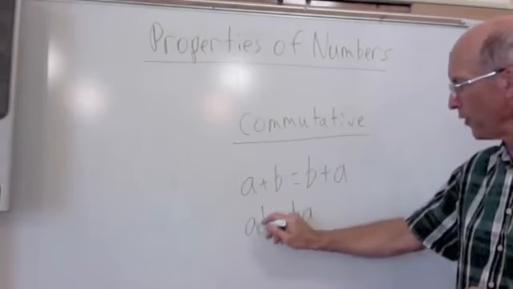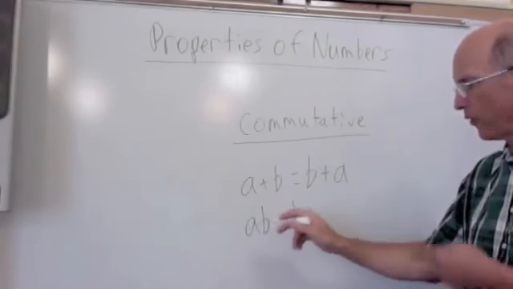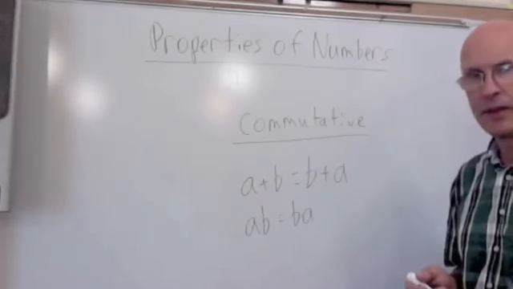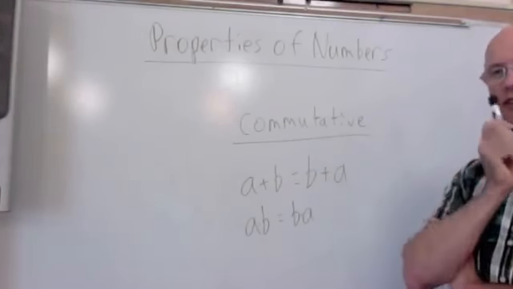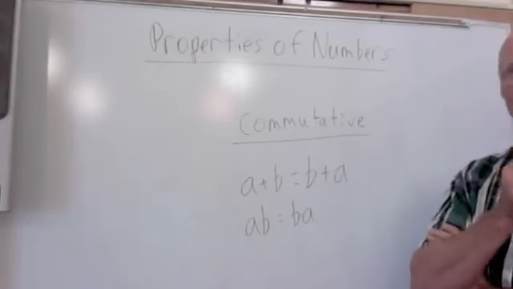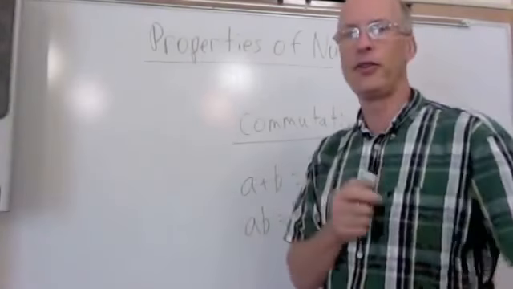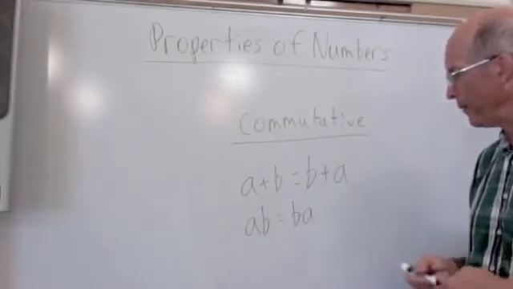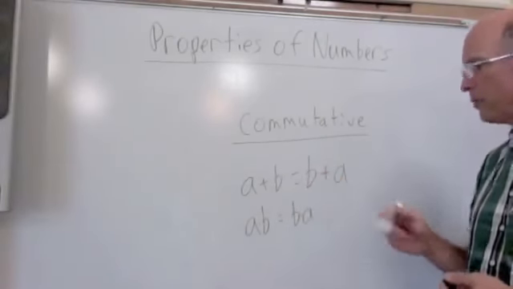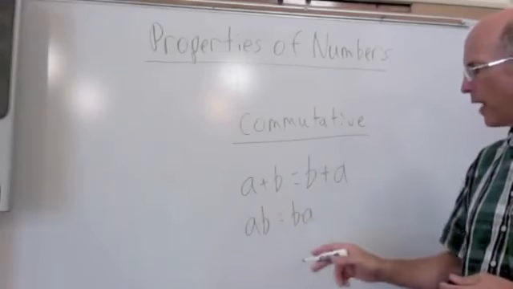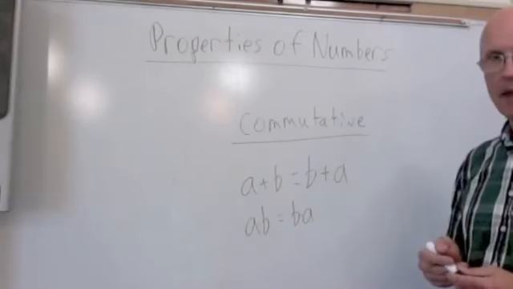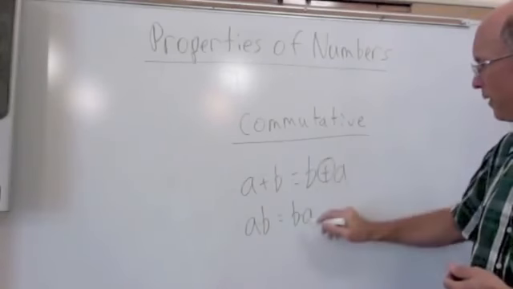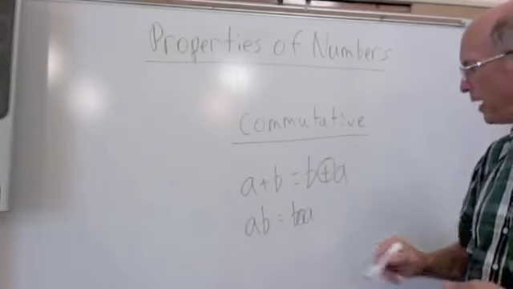We don't really need to put the little times sign in. When it's 2 variables, it's just ab. That's fine. So a times b equals b times a. Now think for a moment, do you think there's a commutative property of subtraction? How about division? It doesn't work that way. You know that a minus b is different than b minus a, and you know that a divided by b is different than b divided by a. So there's one for addition, and there's a commutative property of multiplication, but that's it.